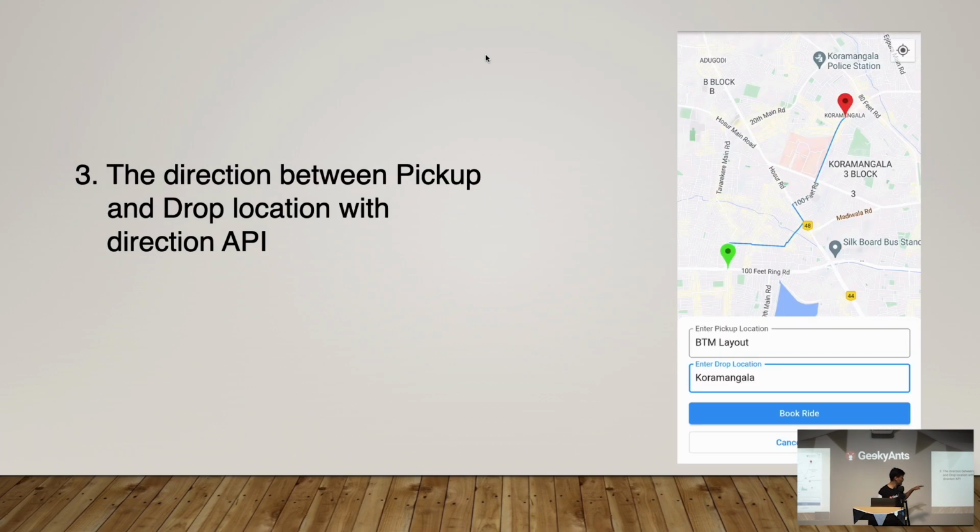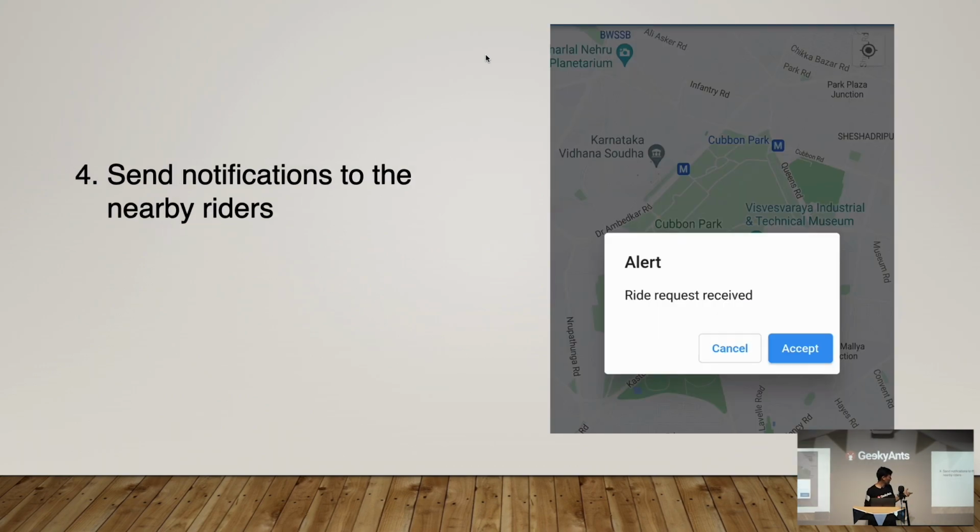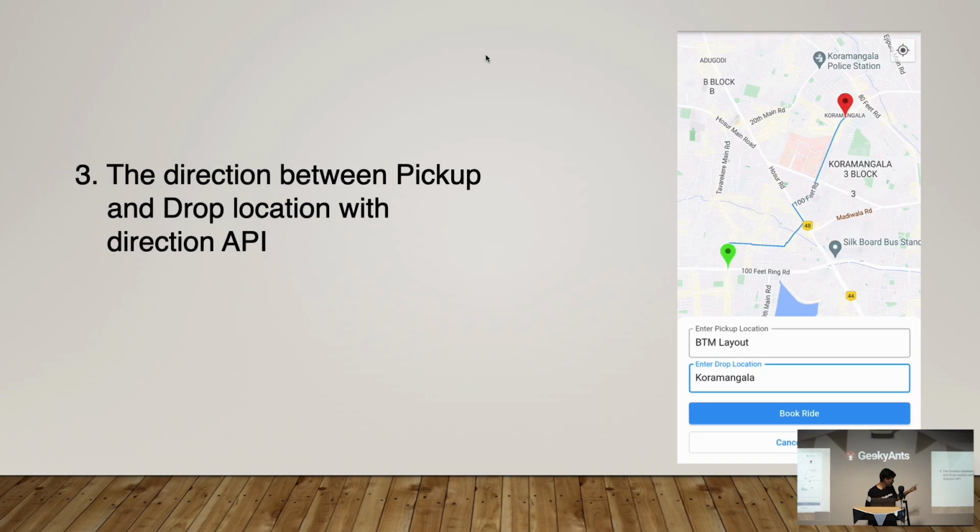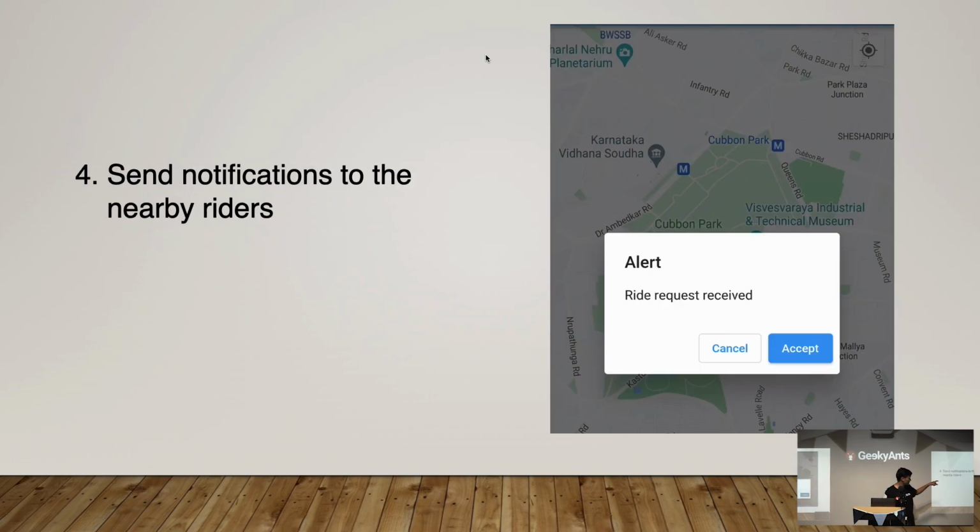Once we have that ready, then we can go to the direction API. Once we select, as you can see, we have given an example, BTM Layout and Koramangala. Once we have selected this, you can see the direction API, right, from BTM to Koramangala. Then when that is done, we can simply click on book, right, to get the notification.